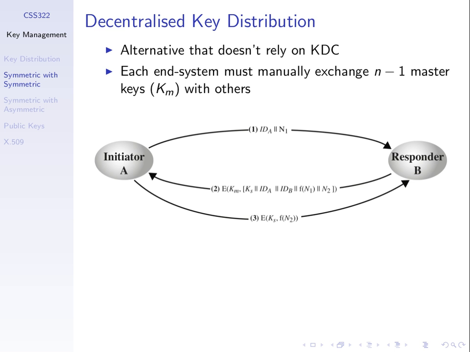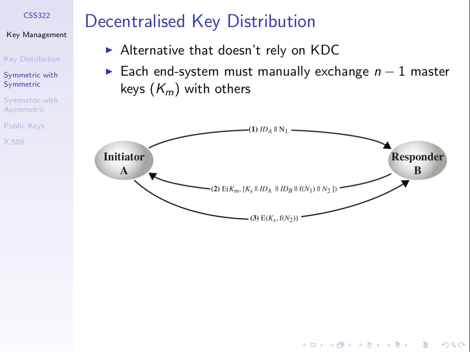In the second approach, every user must exchange with every other user a separate master key. We have N by N minus 1 divided by 2 pairs. That is A with B, B with C, C with A. And if we have more users, that grows. So in this approach, we need many more master keys manually exchanged before it will work. And that's the limitation, really.